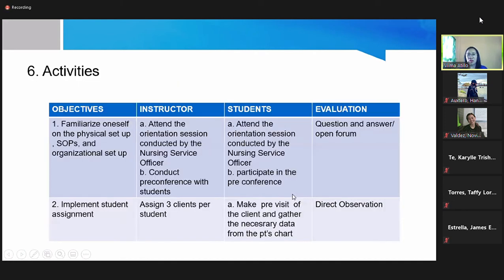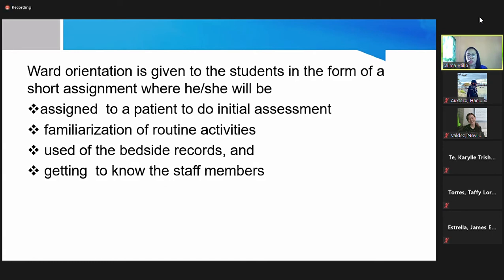Next, activities. These are the objectives, kung ano yung activity mo for that day. Ward orientation is also given to students in the form of short assignments where he or she will be assigned to a patient to do an initial assessment.